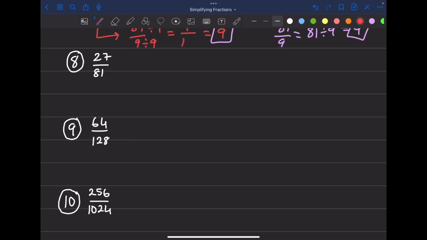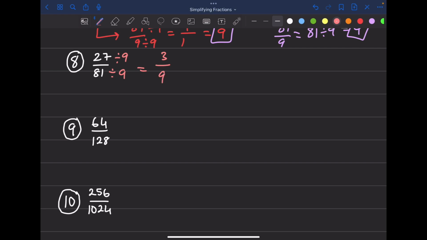Question number 8, same thing here. You could have noticed that 27 and 81 are both divisible by 3 or 9. So I'm going to say let's divide them both by 9 first. But you could divide them by 3 once again. It really depends on how you want to do it, but I'm going to do it the faster way. So 27 divided by 9 is 3. 81 divided by 9 is 9.